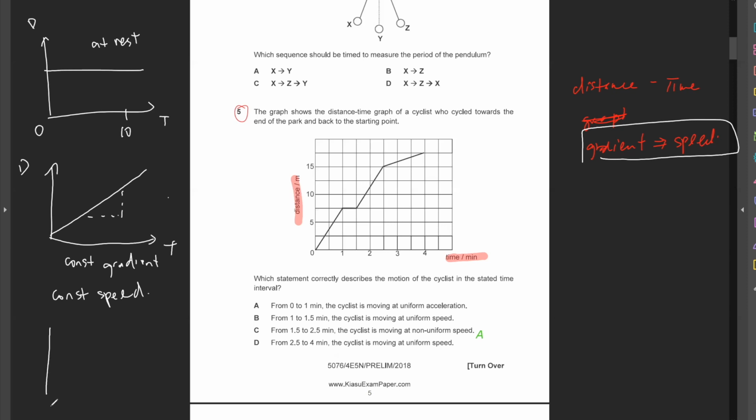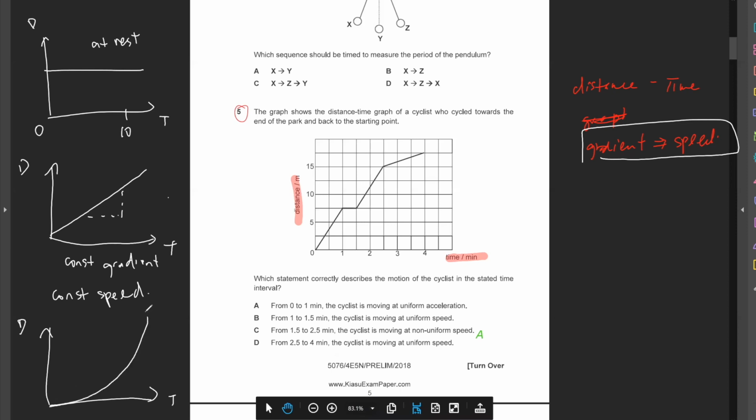Then I can have another scenario where the graph looks like this. In this case, the gradient is always changing, and the gradient gets steeper and steeper. So in this case, this will be called increasing speed, or non-uniform speed.